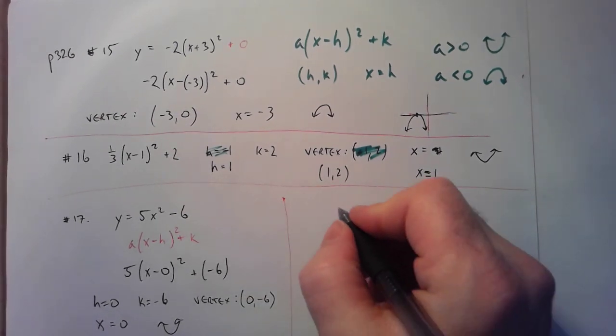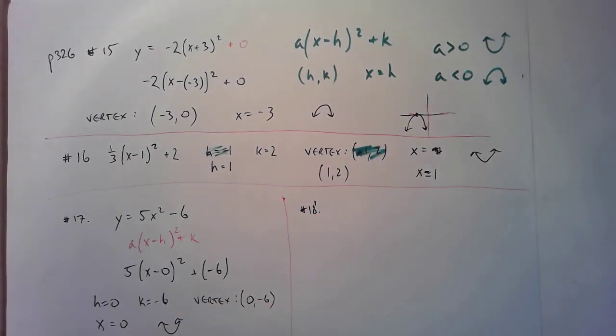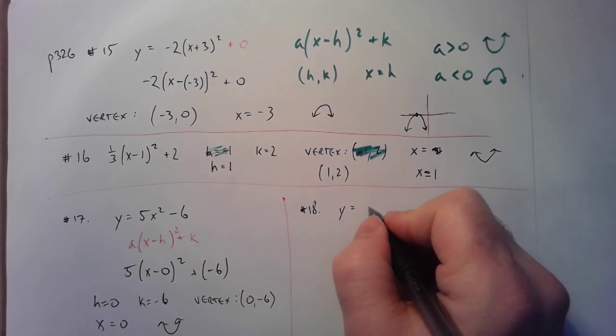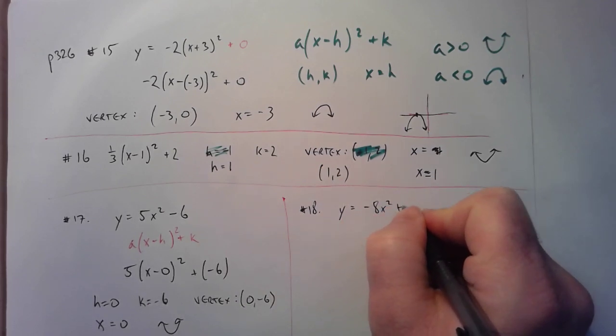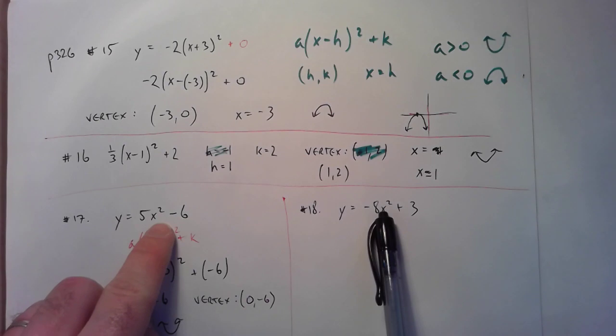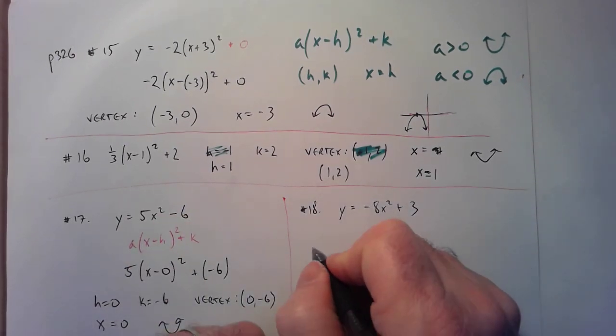18. Y equals negative 8x squared plus 3. This one's very similar to this one. It's just a number times x squared plus something. So we can basically just repeat everything.